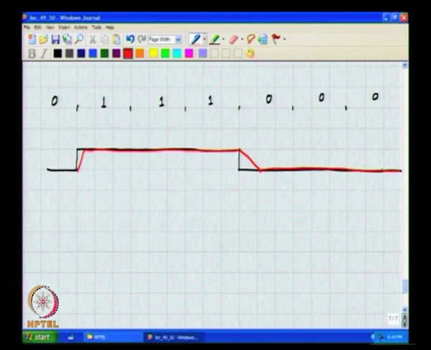Okay. Now, let me consider another sequence, which is 0, 1, 0, 1, 0, 1, 0, and with rise time and fall time asymmetry, the waveform would look like this.